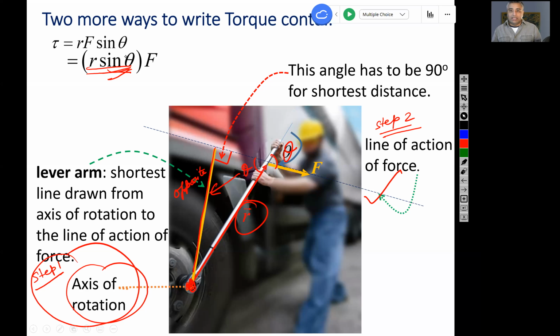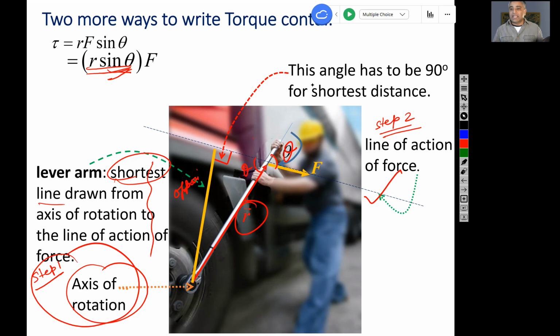So how do we draw the lever arm? One more time. Start from the axis of rotation and go to the line of action of force, in such a way that it makes 90 degrees to the line of action of force. And that way it becomes the shortest, okay? So that's why it is the shortest line drawn, when this angle is 90 degrees, okay? So that's the lever arm, folks.